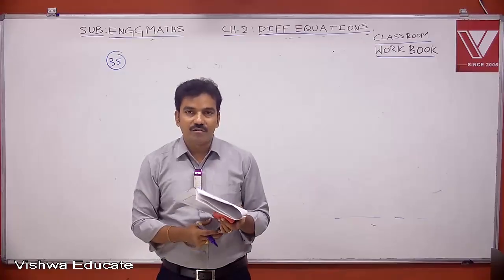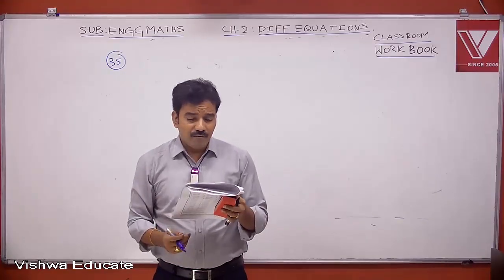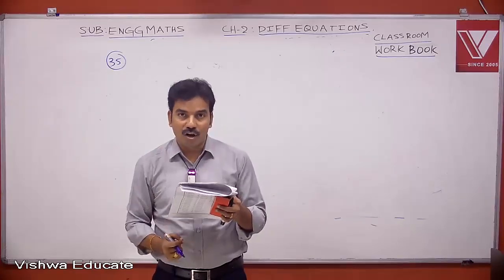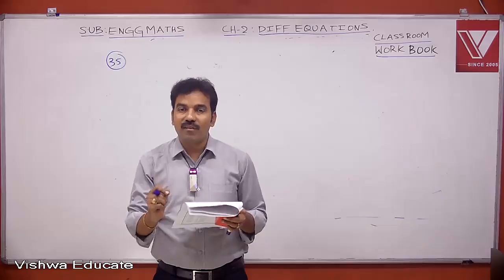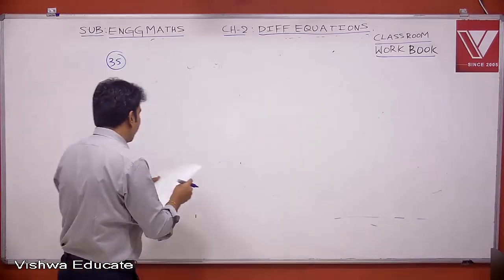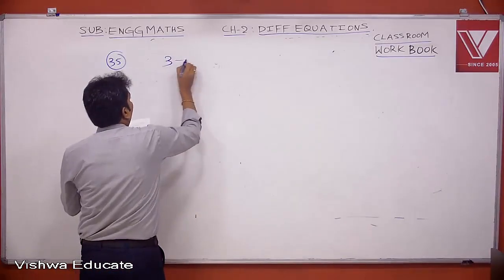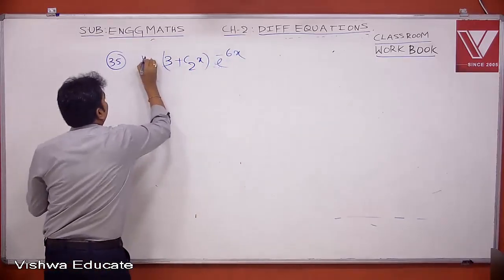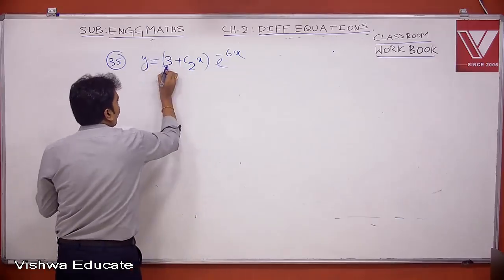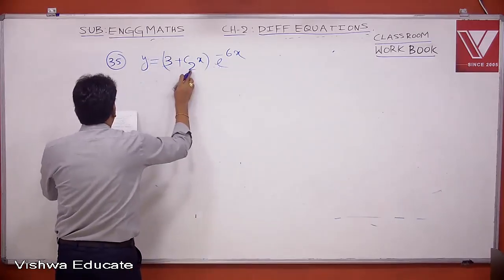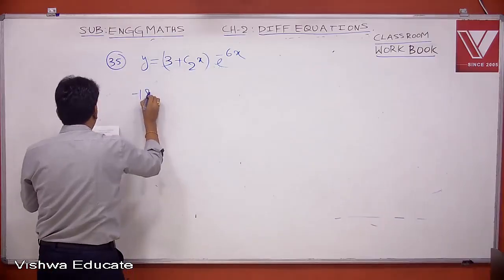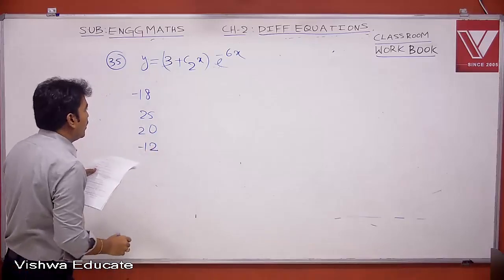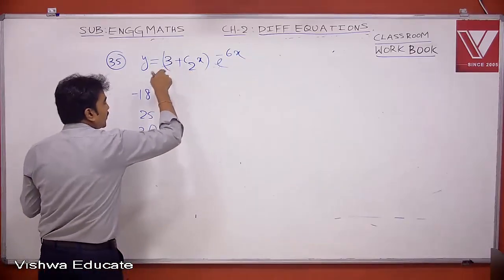Instead of doing that, you can solve it directly. But one interesting point is that 3 is common in all options. E power minus 6x is common in all options. Only the constant multiple of x is different. Therefore, when you look at this, the general solution will be like this. So directly I can write 3 plus c2x into e power minus 6x. I can write c1 value as 3, because in all options c1 is 3. But c2 in the first option is minus 18, 25, it is 20, it is minus 12 in the 4 different options. So let us try to find the c2 value by using the second boundary condition.